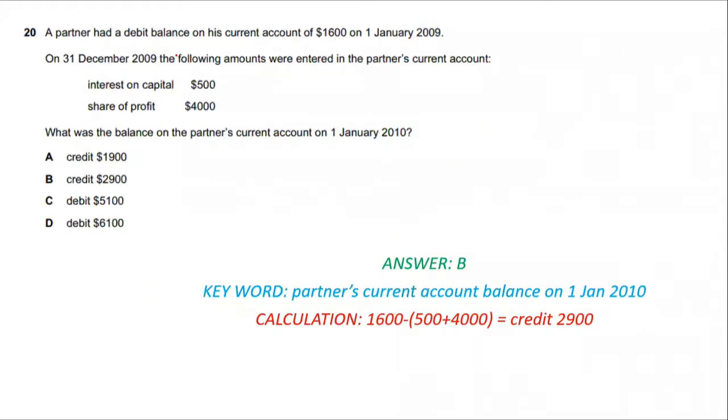Multiple choice number 20. So a partner had a debit balance on his current account of $1,600 on 1st January 2009. So they had a debit balance of 1,600. T accounts are always useful. You would see most of the time I'm using T accounts to solve the calculation problems.